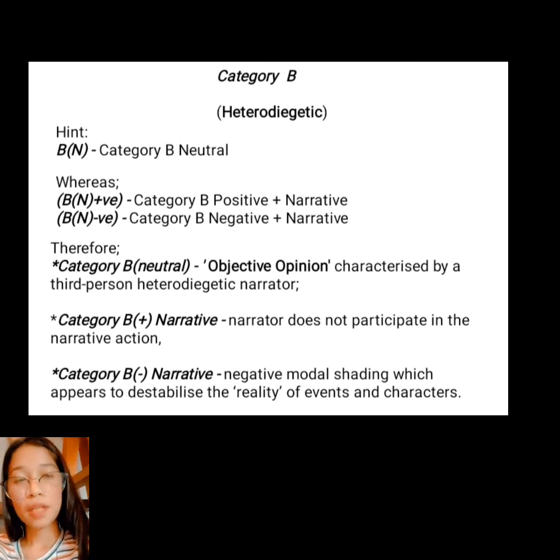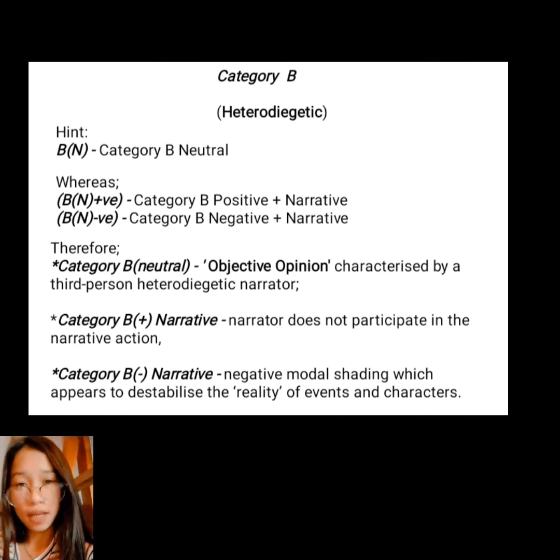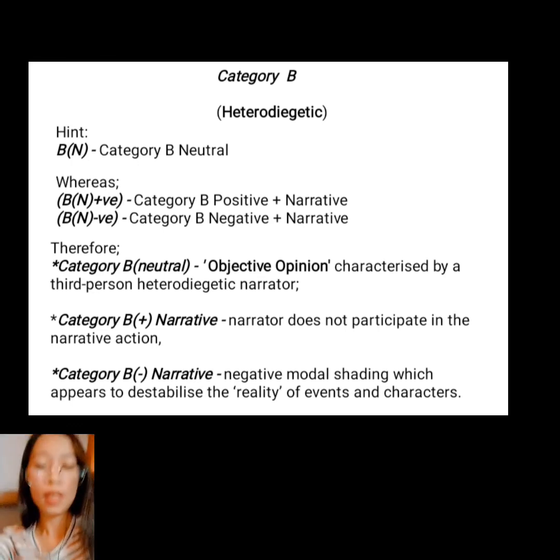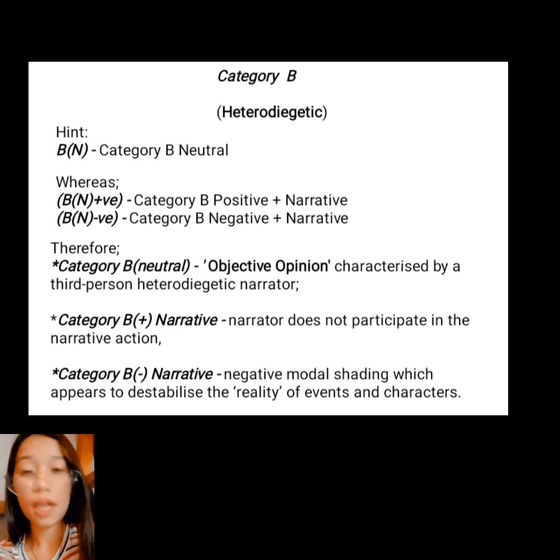And also we have Category B negative narrative. It has a similar feel to its Category A equivalent, as epistemic and perception modalities are similarly foregrounded, while deontic and volumic modal markers are suppressed. And it is characterized by a negative modal shading, which appears to destabilize the reality of events and characters in the story world. The Category B narratorial mode is often used in the description of villains or antagonists, with the supposition being that villains can be judged on their external appearance and actions alone.